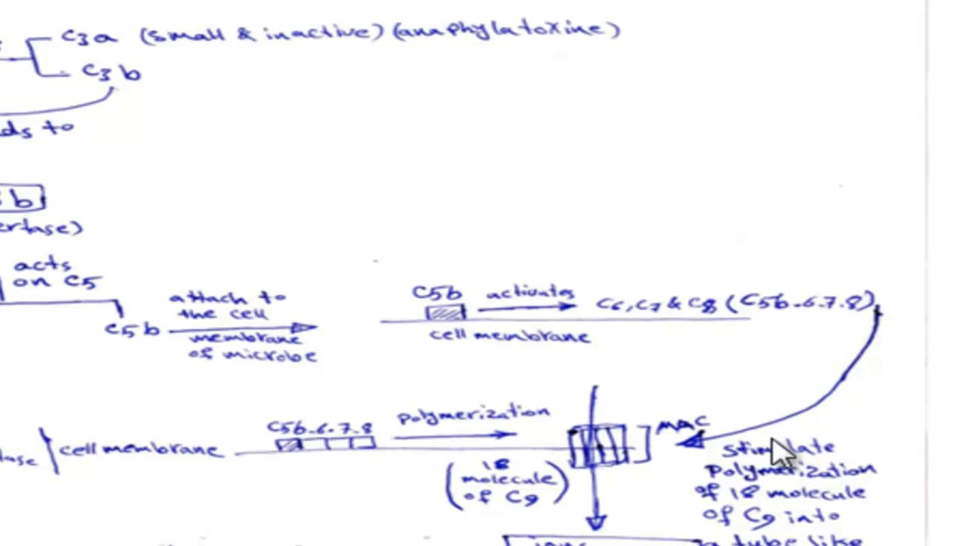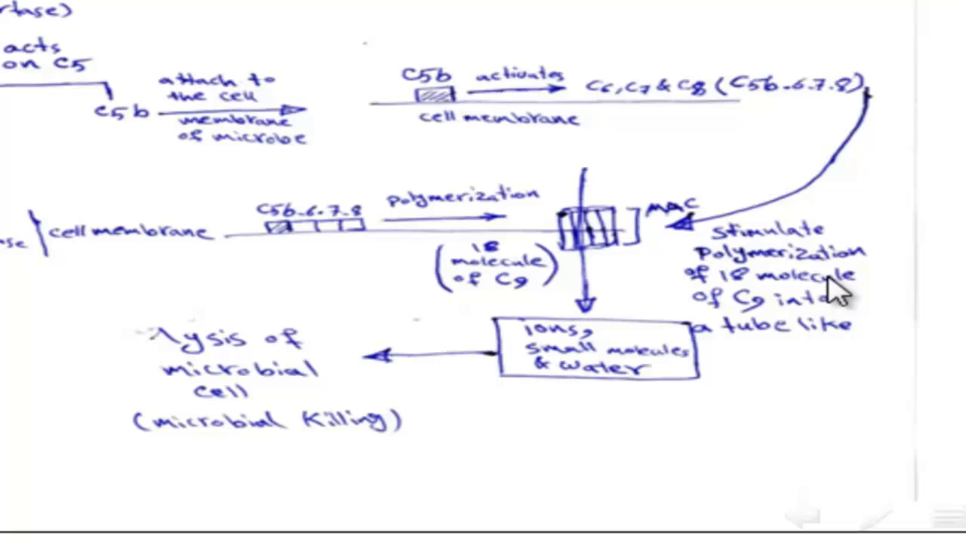This complex stimulates the polymerization of 18 molecules of C9. The 18 molecules of C9 are polymerized into a tube-like structure that penetrates the cell membrane of the microbial agents to form a channel. Through this channel, ions, small molecules, and water enter and exit the microbial cell. Following this process, lysis of the microbial cell occurs. This is the main aim of these reactions: microbial killing.